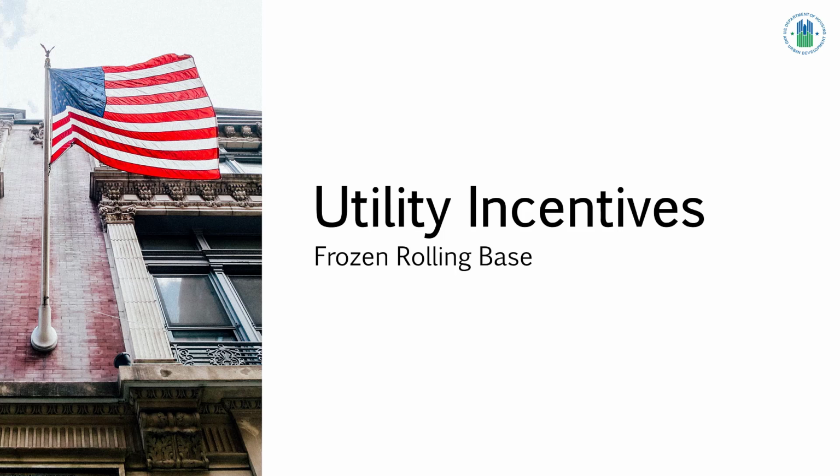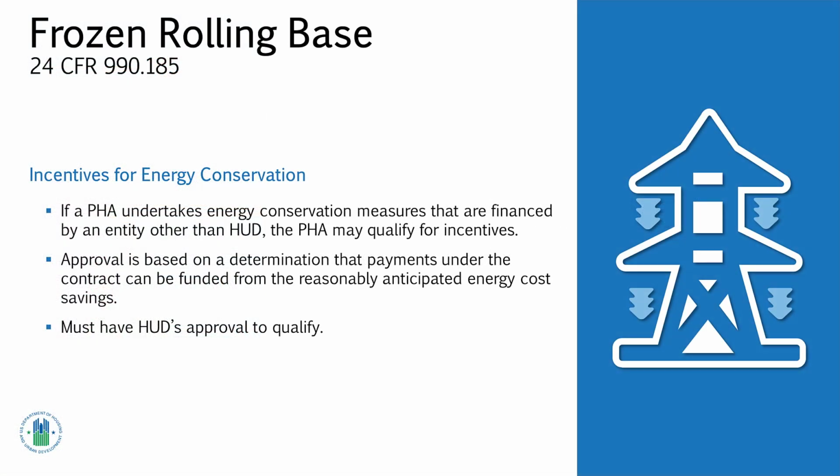The next piece is utility incentives. So we talked about the frozen rolling base, right? That's the big one. The frozen rolling base is one of the biggest incentives that's out there for a lot of housing authorities who do improvements. So what's a frozen rolling base and what does it mean? If a PHA undertakes energy conservation measures, meaning they're doing improvements to the infrastructure to reduce consumption, and they're getting a loan, so they're financed by an entity other than HUD, the PHA may qualify for these incentives.